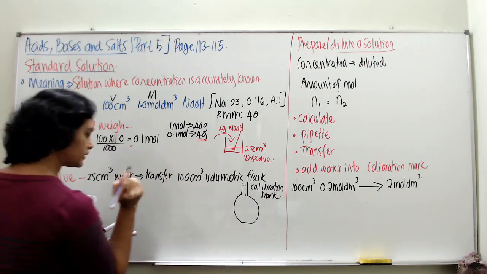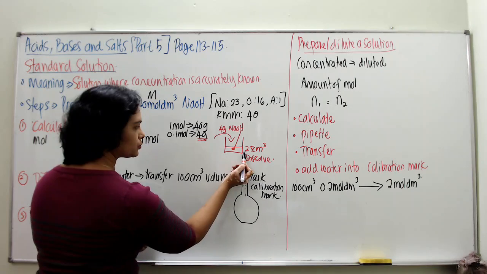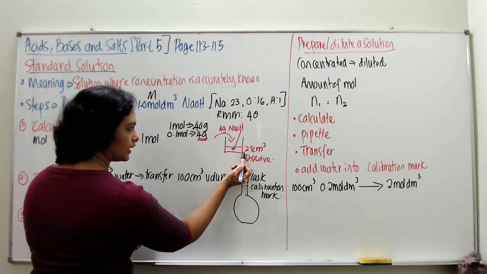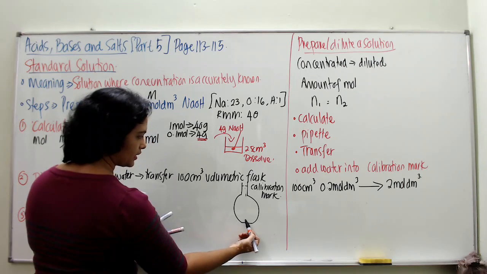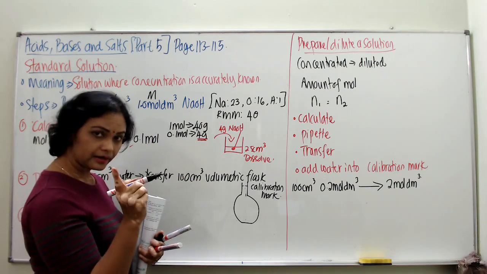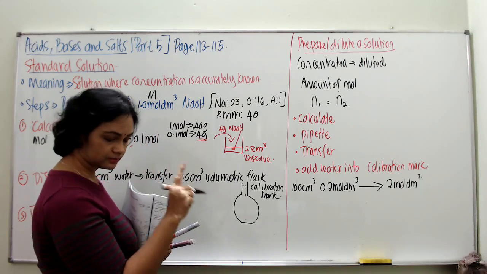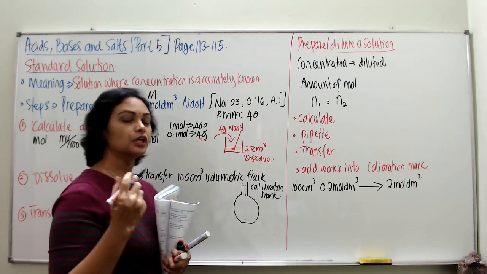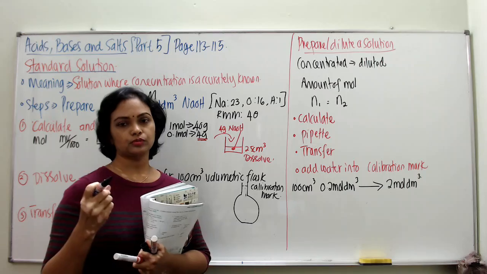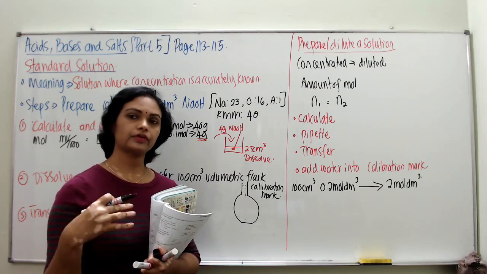Okay, so using distilled water, you transfer the 25 cm³ of solution into a volumetric flask. Because you're preparing 100 cm³ of solution, make sure you use the volumetric flask which is equivalent to 100 cm³. Don't use a different one, 250 or 500.